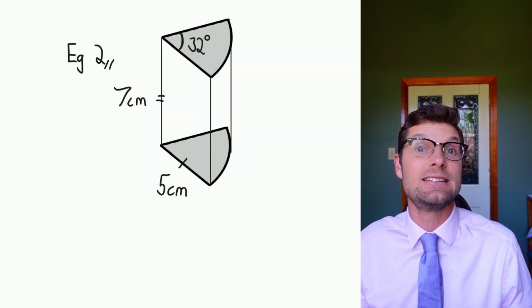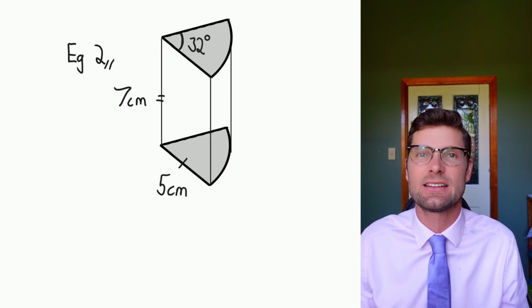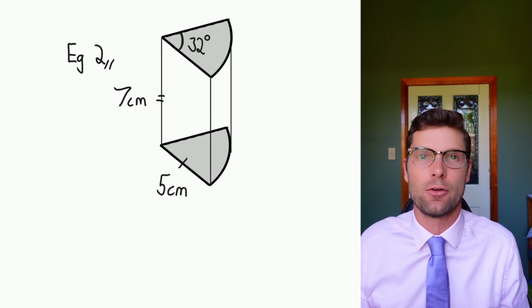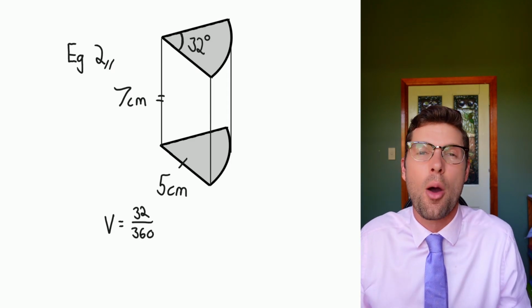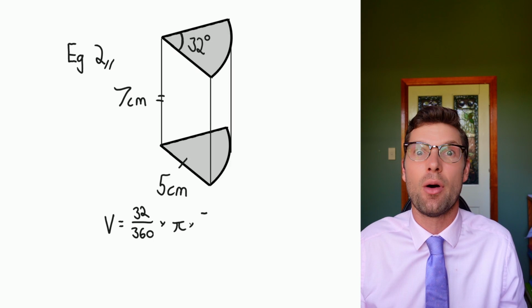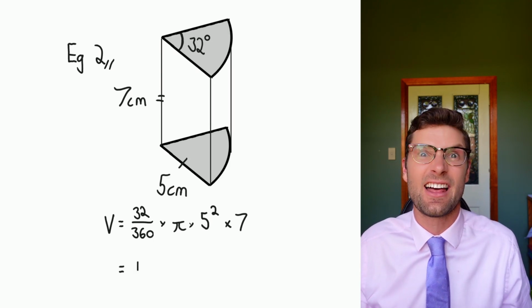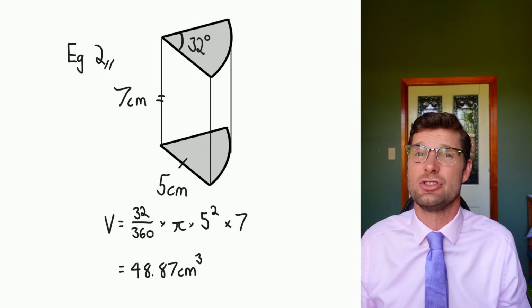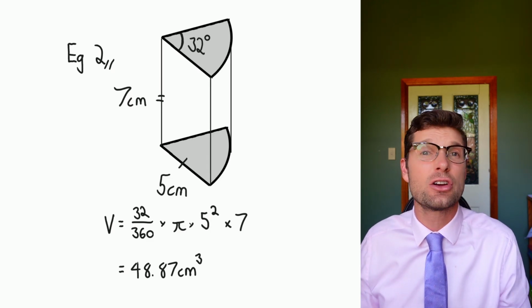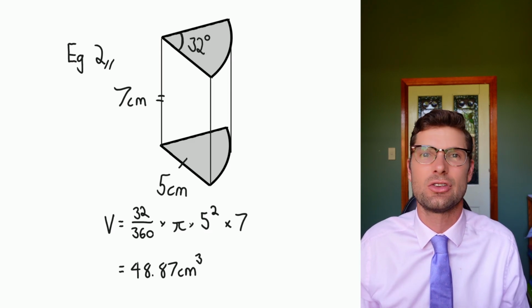Now for this one, we've got a sector, okay? So the cross section is going down there. So if I find the area of the sector multiplied by the height, you'll get the right answer. So the percentage of the sector is 32 over 360 multiplied by pi multiplied by r squared, which is 5 squared, multiplied by 7. If you throw that in your calculator, you get the answer of 48.87 centimeters cubed, and you are done. So these volume questions are one-step equations. You can just throw it all in as long as you know that you find the cross-sectional area multiplied by the height, you get the answer right.